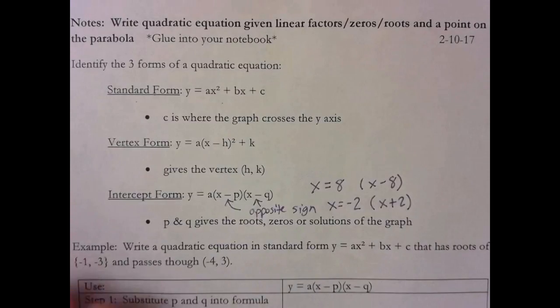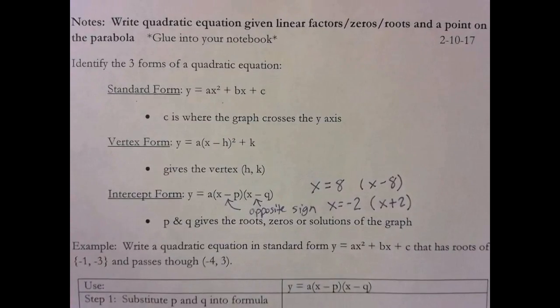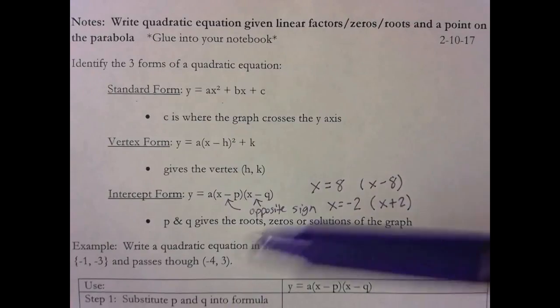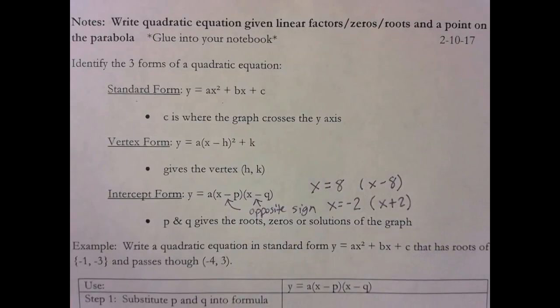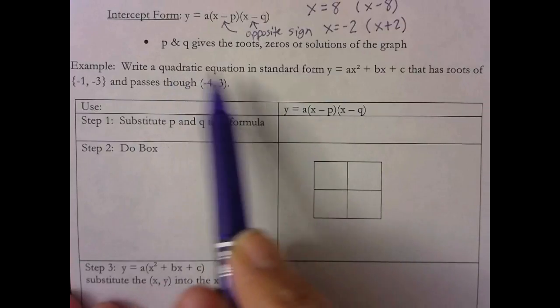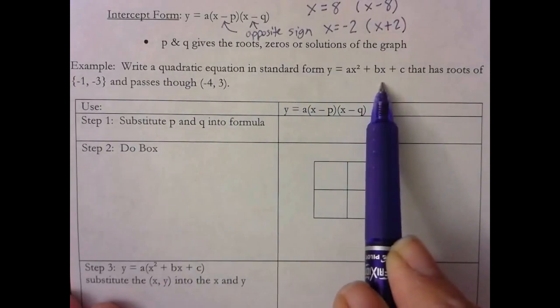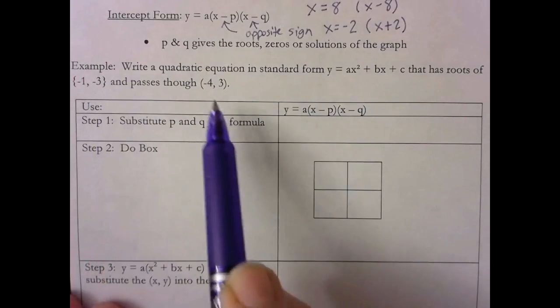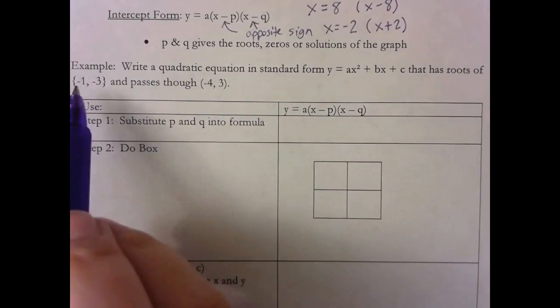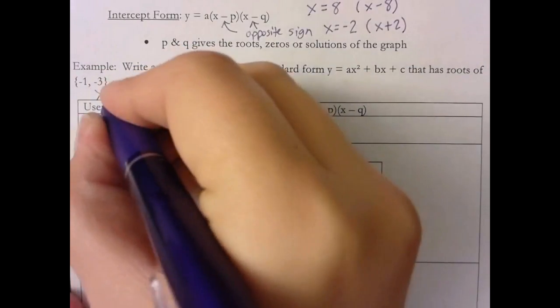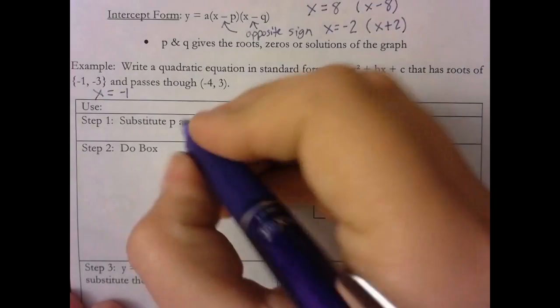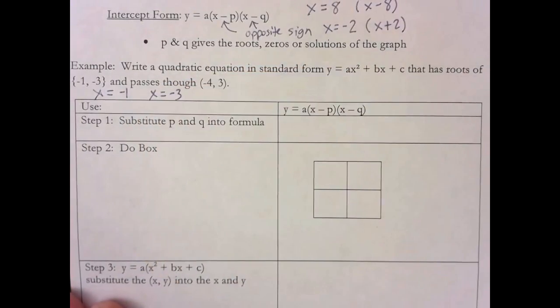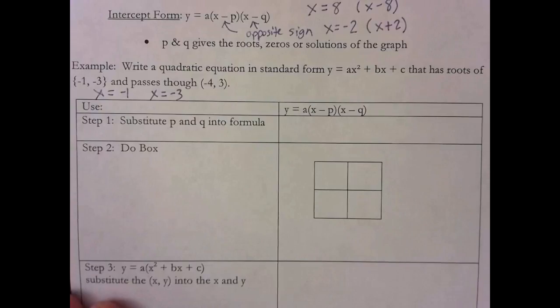And like we've done before, I'm going to jump in with an example. So on the left, I'll have what to do, and on the right, I'll have the example. Okay, so we are told we want a quadratic equation in standard form. Here's standard form. The roots are 1 and 3. And this parabola should pass through negative 4, 3. So this is just a fancy way of saying our roots are x equals negative 1 and x equals negative 3.